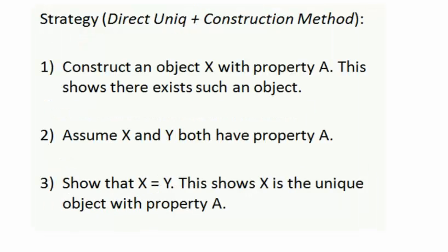So let's take a look at a strategy for these types of statements. The first thing we're going to do is deal with the there exists phrase. And to do that, we're going to actually try to construct an object X that has property A. After we're done with the construction step, we want to move into the uniqueness method. So moving into step 2, we're going to assume that we have two objects that both have property A. We're going to call those objects X and Y. And then just like we did in the last lesson, we're going to try to show that object X and object Y are actually identical. It's this step here where we show that X is actually the unique object with property A.